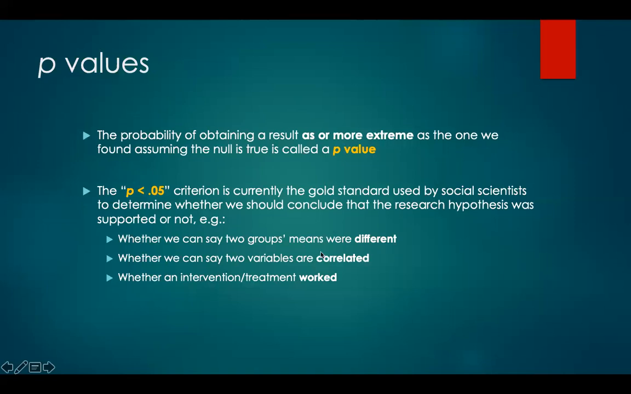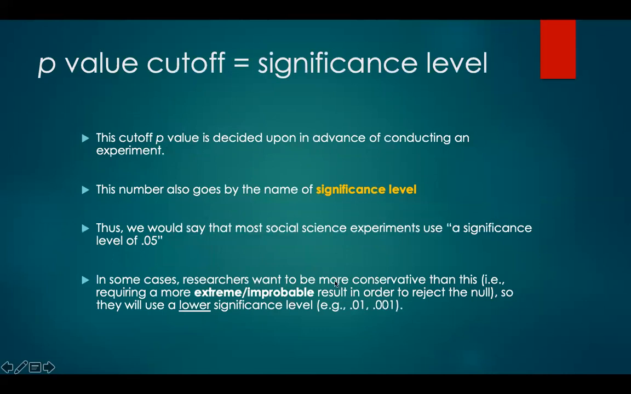For example, whether we can say two groups' means were different from each other, whether we can say that two variables are correlated, or whether or not an intervention or treatment worked. As was the case with the vitamin baby, we saw that this treatment, the vitamin, worked at yielding an earlier walking age for this particular baby.